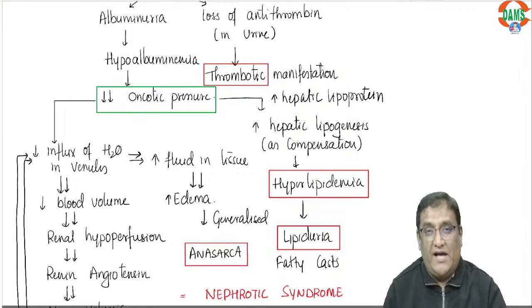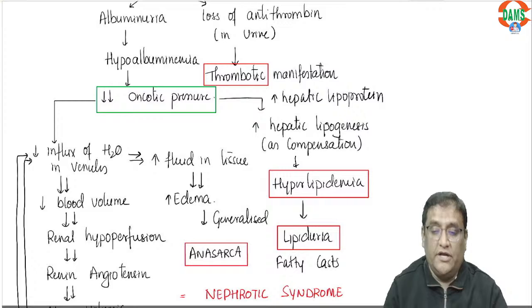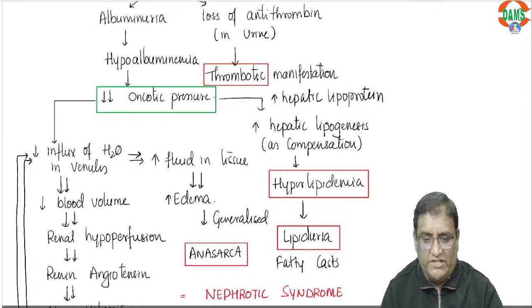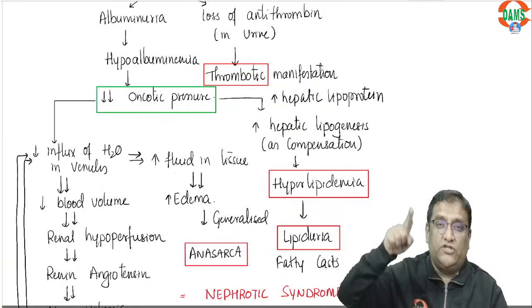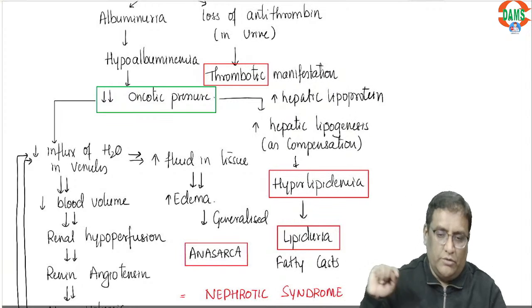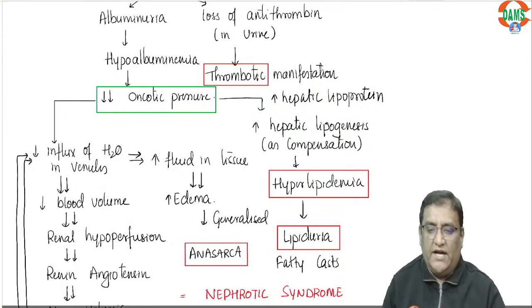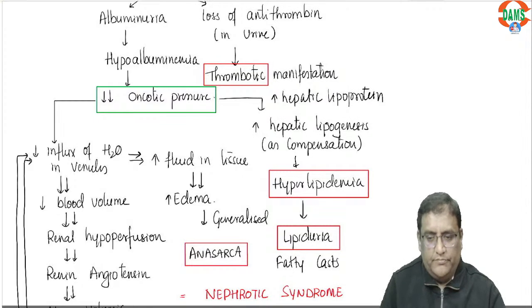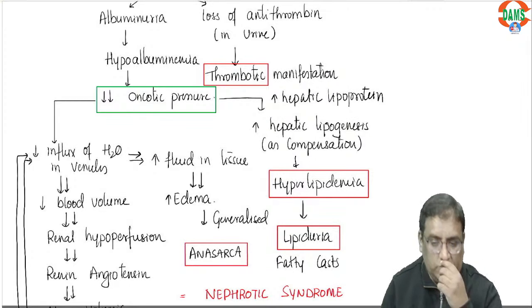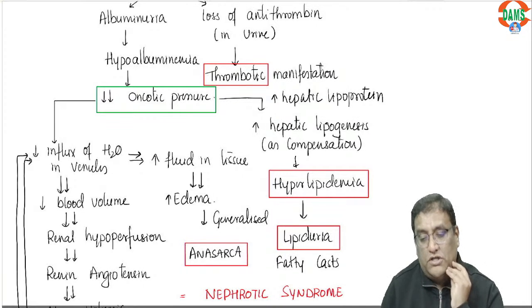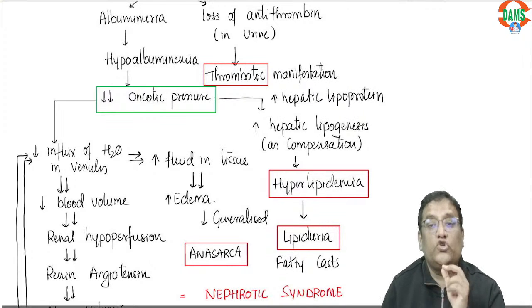So now, let me just clarify all the doubts here. Tell me now, glomerulonephritis will show fatty cast or RBC cast? Fatty cast, RBC cast, or both? Option A, B, C. Glomerulonephritis will show which cast? It can show both casts.